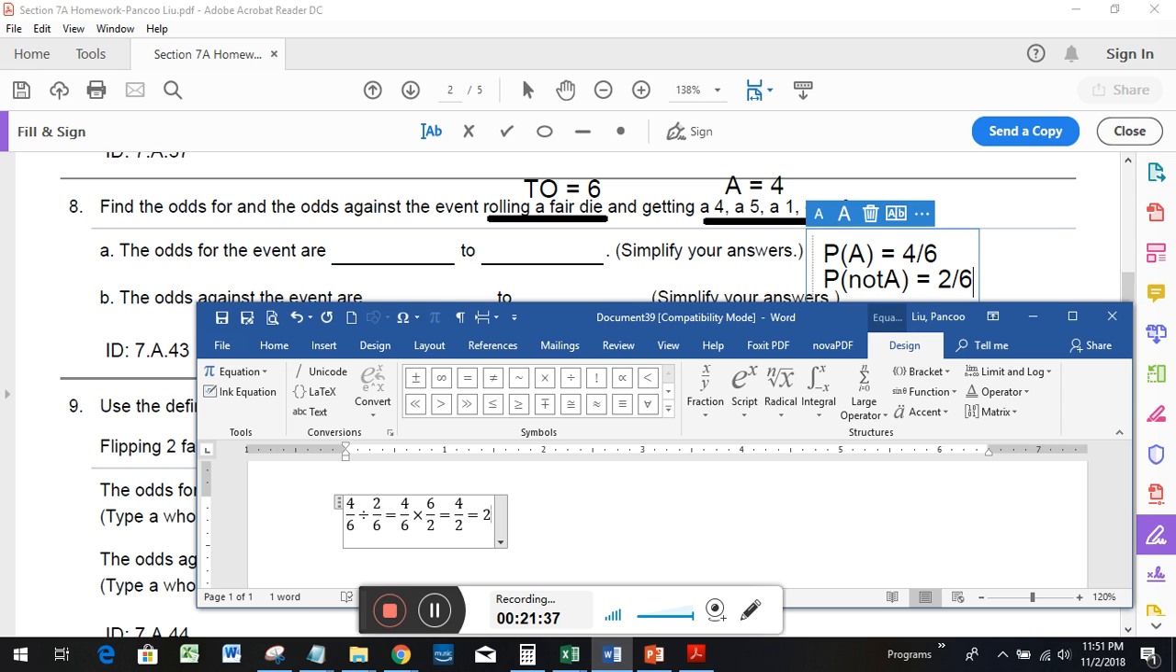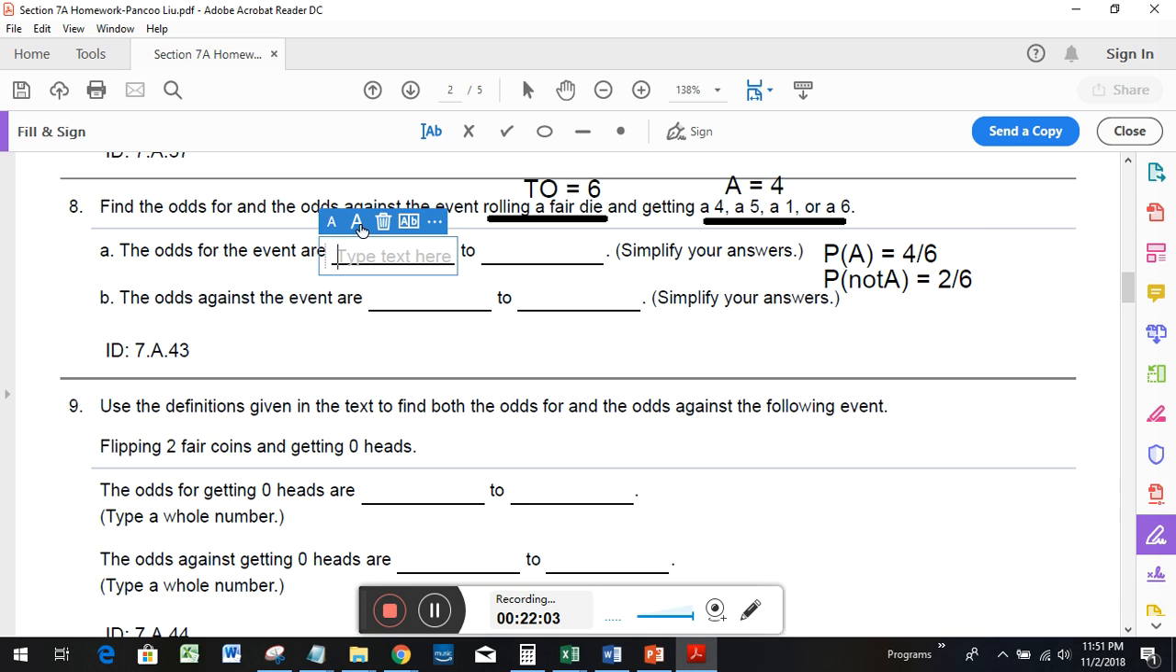Now remember, whole numbers are technically over 1, and because we are working with ratios, you need to have a denominator. So here we'll just put 2/1. So then our ratio will be 2 to 1. So our answer for odds for is 2 to 1. The odds against is the reverse of odds for, which is 1 to 2.